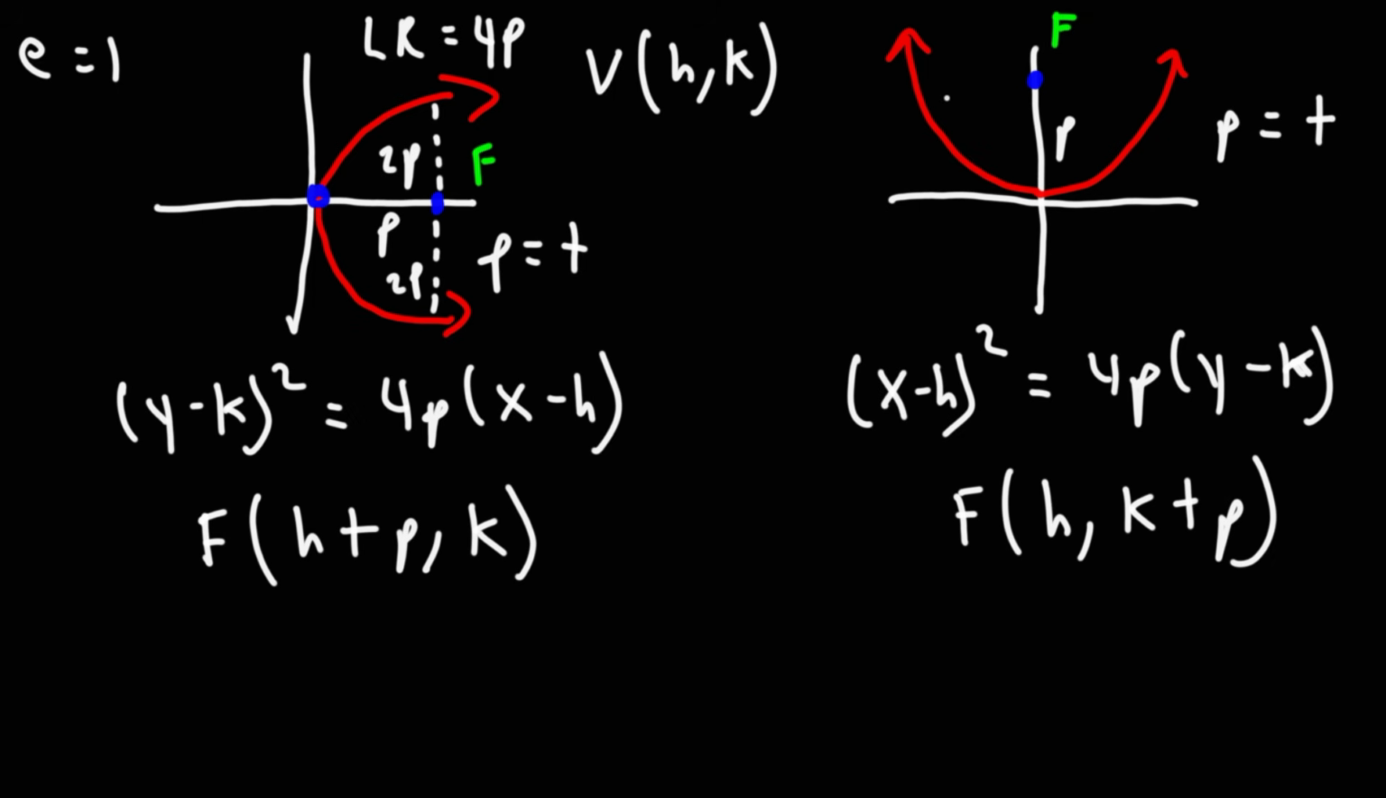And the same is true here. This is 2p, and this part is 2p. So if you know the value of p, you can determine the focal point, and you could determine 2 points on the curve, which will help you to graph it.